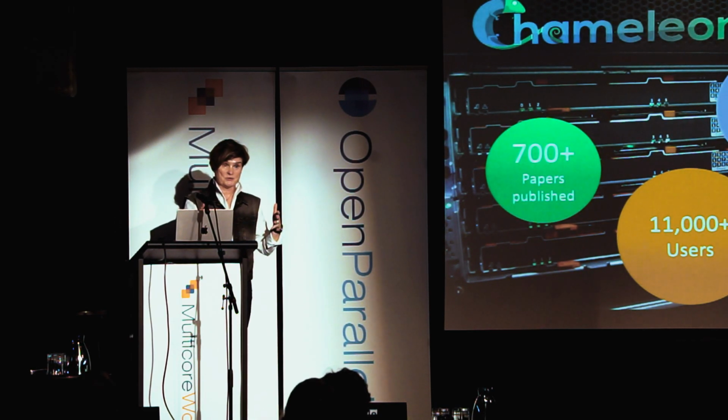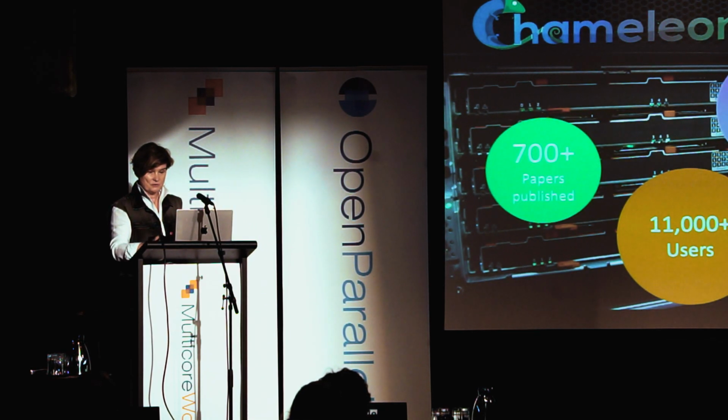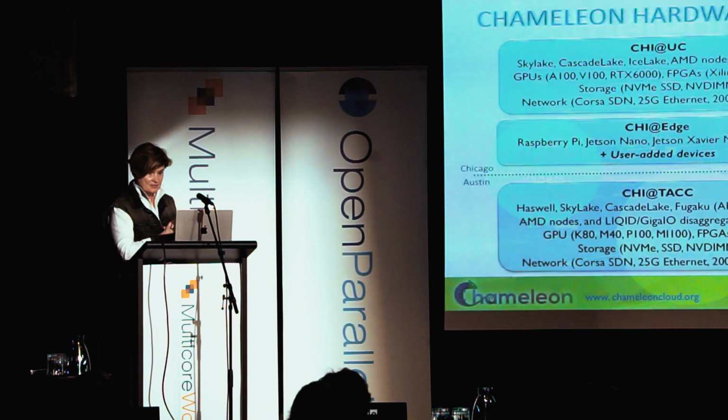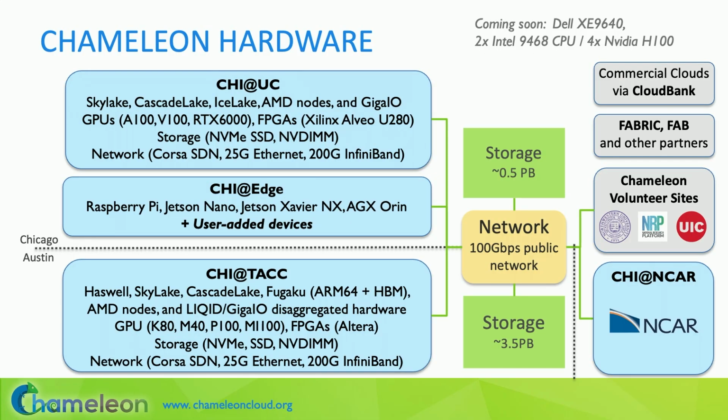Every month we've got about 600 to 700 unique users logging into Chameleon. So there's quite a bit of busyness in the system. It's a quick map of Chameleon hardware. And as you can see, we've got all sorts of diverse resources at both University of Chicago and at TACC.